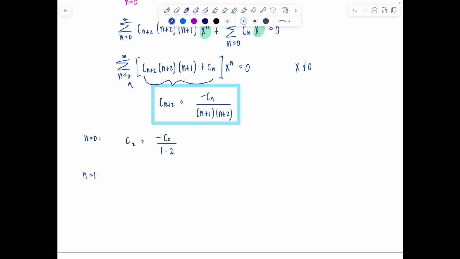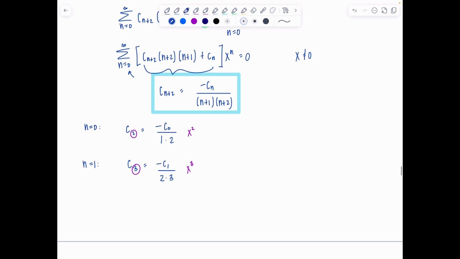Next, n equals 1. So C sub 1 plus 2, that's going to be C sub 3. That would equal negative C1 over 2 times 3. And I think it's a good idea to remind yourself C2 is the coefficient on the x squared term. C3 is the coefficient on the x cubed term. Because we're going to put everything together, coefficients with x raised to whatever power, in just a minute.